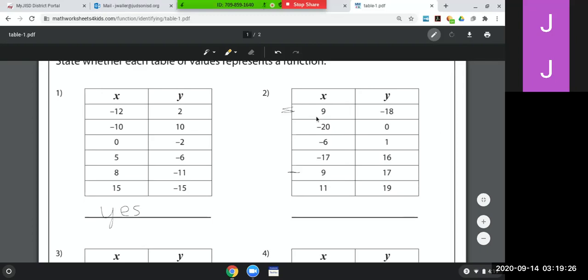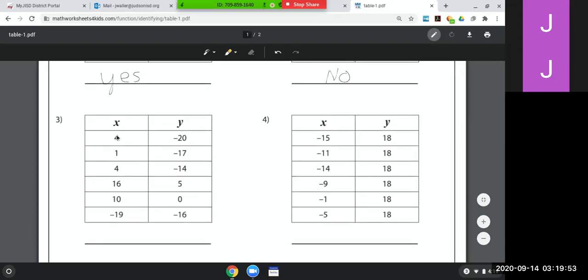Because check this out. This says if the input is 9, the output is negative 18. But then it says if the input is 9, the output is 17. So that's a case of one input having multiple outputs. So we're going to say no, that's not a function. Not a function, just by virtue of the x repeating.